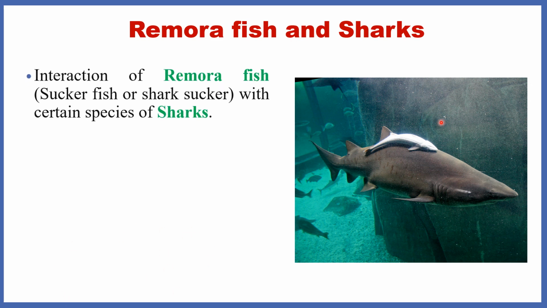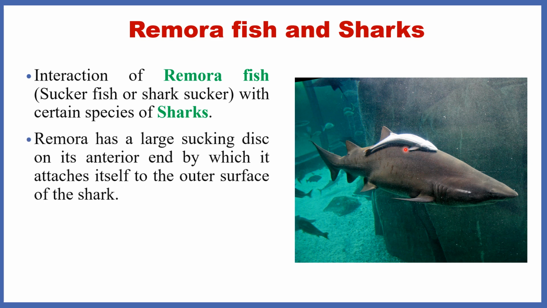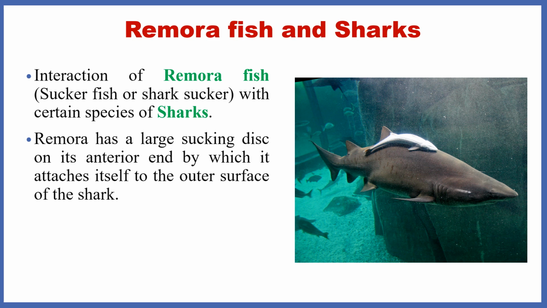First example is the remora fish, which is also called sucker fish or shark sucker, and the shark. This remora fish has a large sucking disc on its anterior end by which it attaches itself to the outer surface of the shark. This behavior grants remoras free transportation, protection, and access to food scraps from their host's meals. In this way, the remora fish gets benefited while the shark is unaffected.